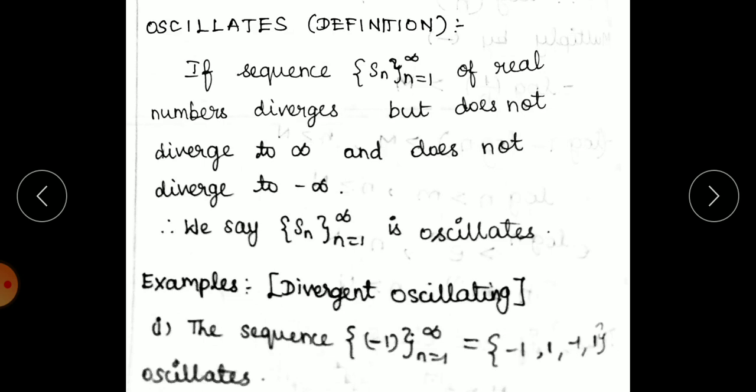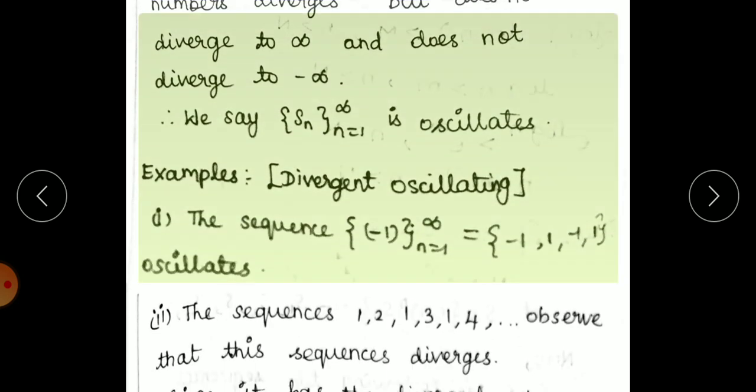So likewise here also, the sequence diverges, but it does not diverge to infinity or minus infinity. So it will be moving on, so it oscillates. That means it is a divergent oscillating sequence. For that, see the examples. The sequence (-1)^n, n equal to 1 to infinity. What will happen? -1, 1, -1, 1, it will be moving on like that. It doesn't have any limit, so it is a divergent oscillating sequence.